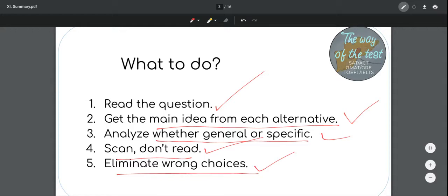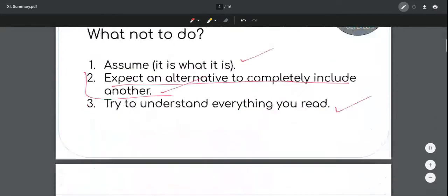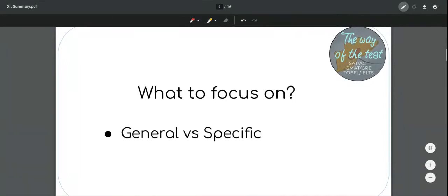Why? Because in the summary question, we're going to focus on general versus specific. We want the general, we're going to eliminate the specific. So if one of the alternatives is too specific and is already included in the information that another one is providing, we're going to eliminate the specific one and we're going to remain with the general one. Okay, we want general alternatives. This is very important.